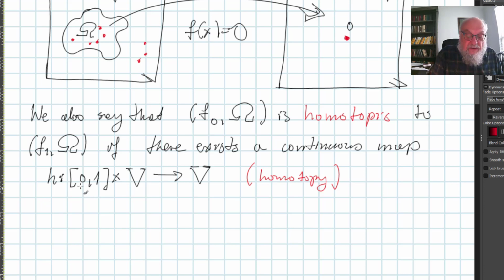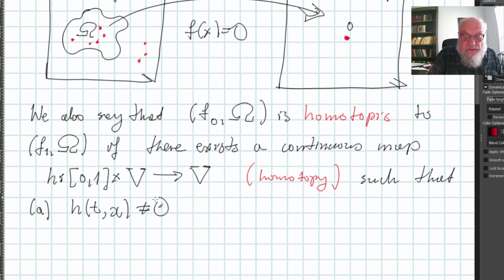That map means T here, parameter T. The parameter T belonging to [0, 1] is the deformation parameter, which allows us to deform one map into another one, such that we can write it down: H(T, x) is not equal to 0 for all x belonging to the boundary of omega.